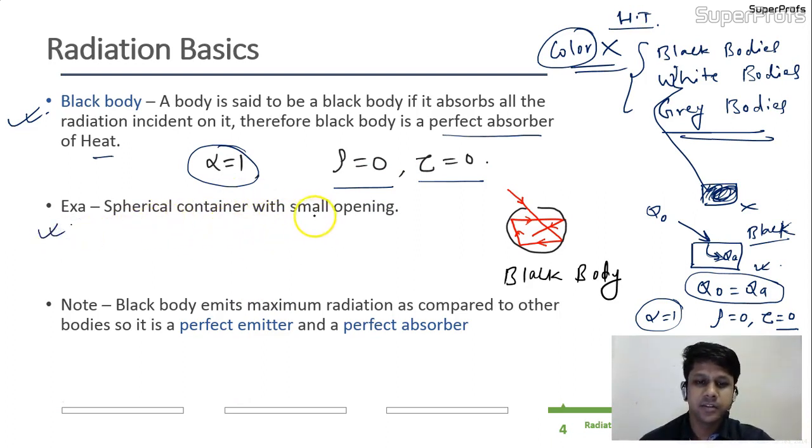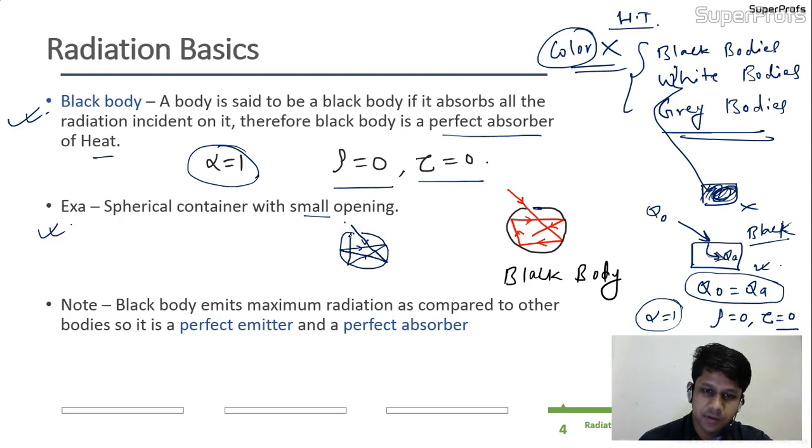So let us take an example of a black body. A spherical container with a very small opening. Consider this is a spherical container and the opening is very small, and some light, some ray, is coming inside it. So it will reflect back, it will come to this. Whatever reflection is occurring, it is occurring inside the body itself.